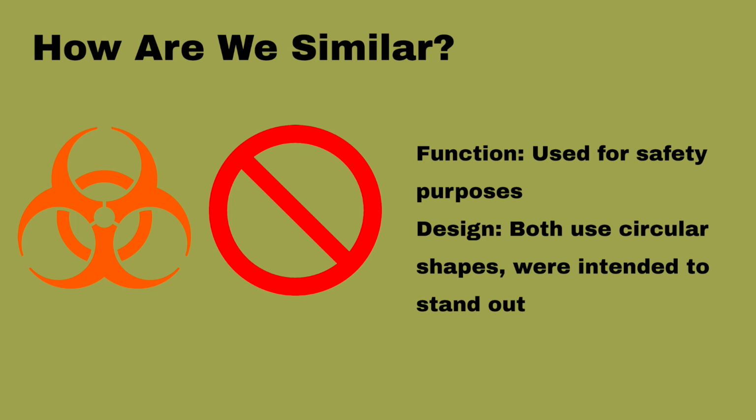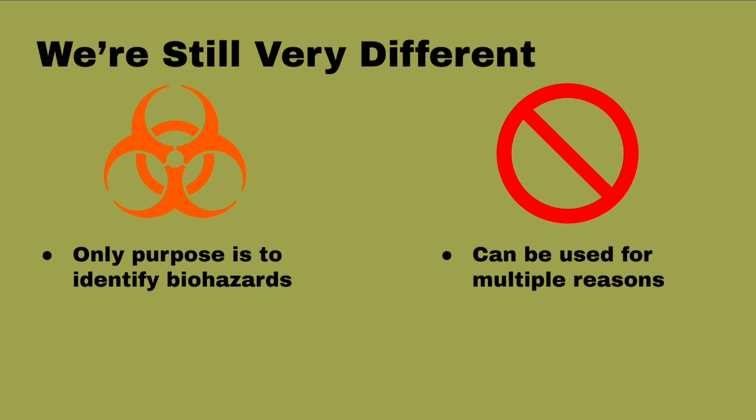The biohazard symbol keeps you safe from materials that pose a risk to your health. The prohibition symbol can also do the same. For instance, the prohibition symbol being used to say no running in places like pools, or no smoking in hospitals and airplanes to warn and prevent safety hazards. They are also similar in their design since they are both symbols that consist of circles, and that they were meant to stand out. The main difference between the two is that the prohibition symbol can vary in purpose, while the biohazard symbol is solely used for one, which is to identify biohazards.